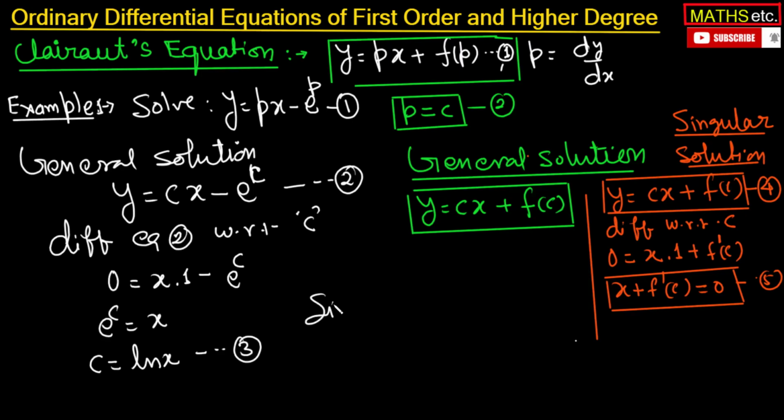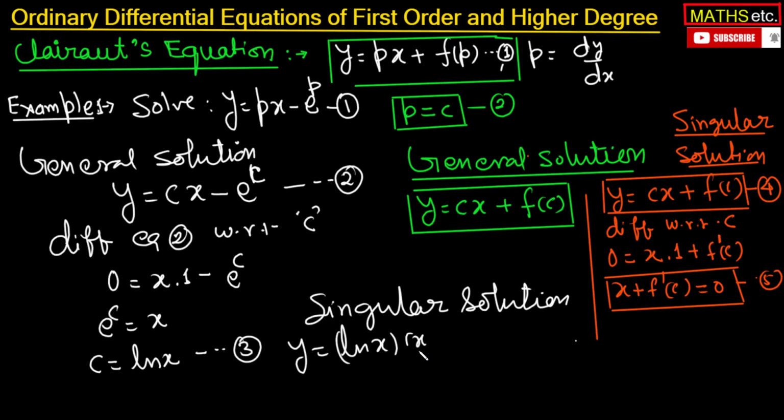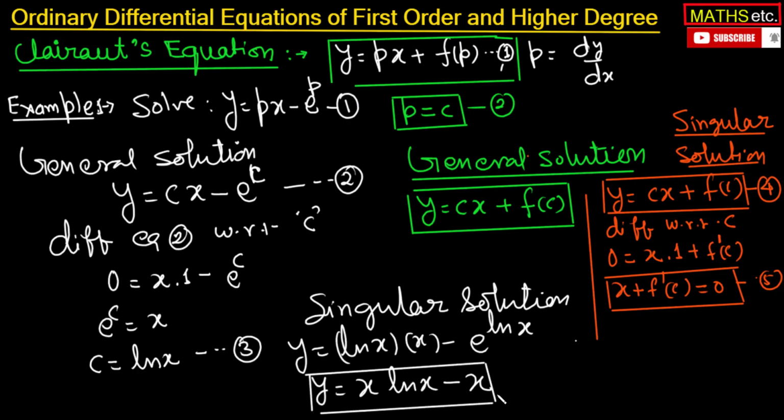So we are looking for the singular solution, and the singular solution will put c equals to log x into, so this will be y equal to log of x into x minus e raised to the power log of x. Okay, and now exponential and log are inverse functions, so this will be simply y equal to x log x minus x. So this one is the singular solution of the given Clairaut equation.